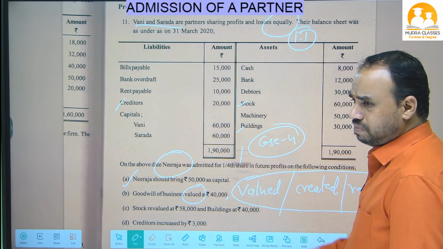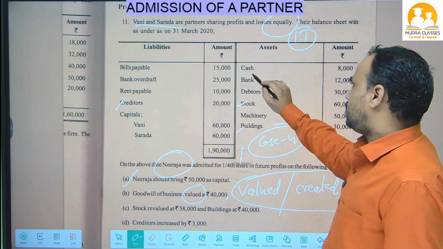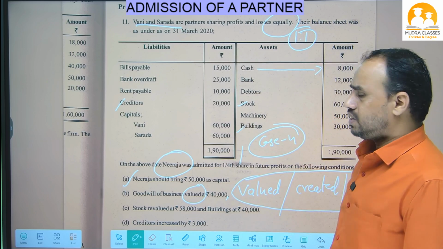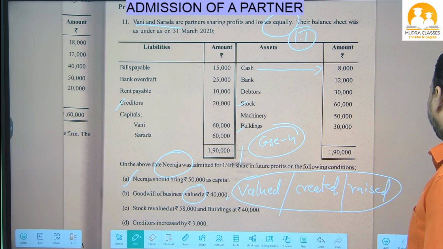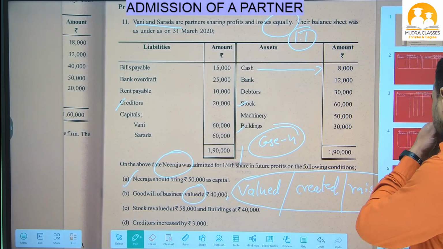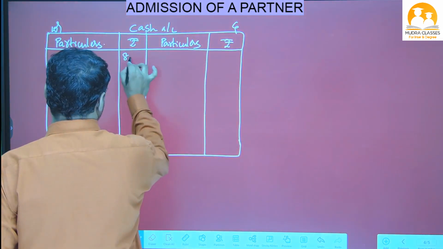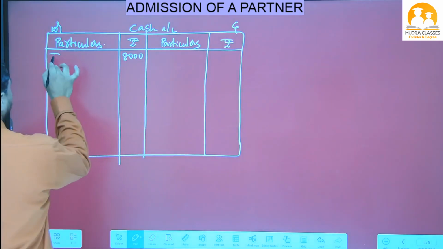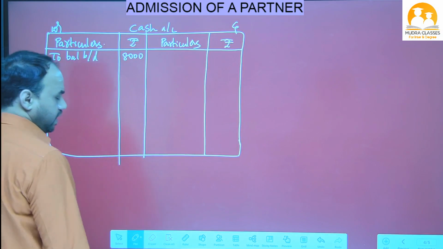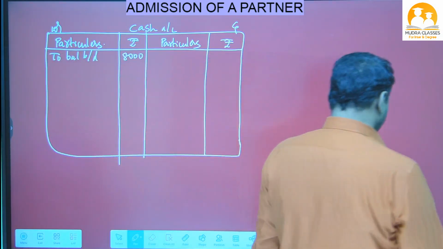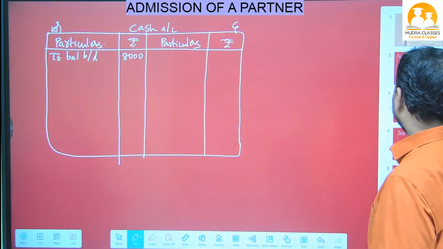Now we will do it one by one, so you know very well where to start the answer: from the balance sheet asset side onwards. On the balance sheet asset side, the first item given is cash 8,000 rupees. So in cash account we have to write 8,000 rupees. Here in the cash account, on the debit side, I will write 8,000 rupees to balance brought down. So in the cash account I have written the opening cash balance. Let's see the next one.